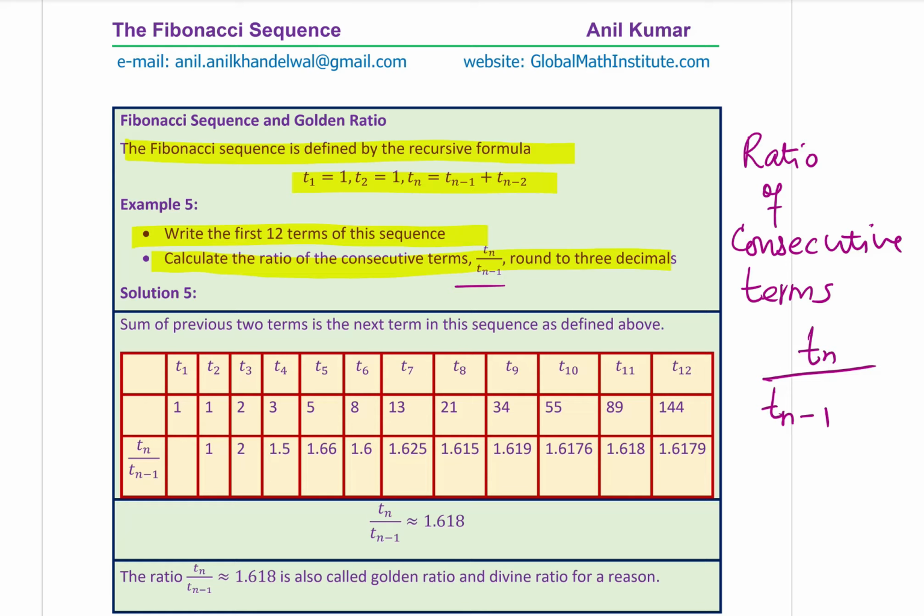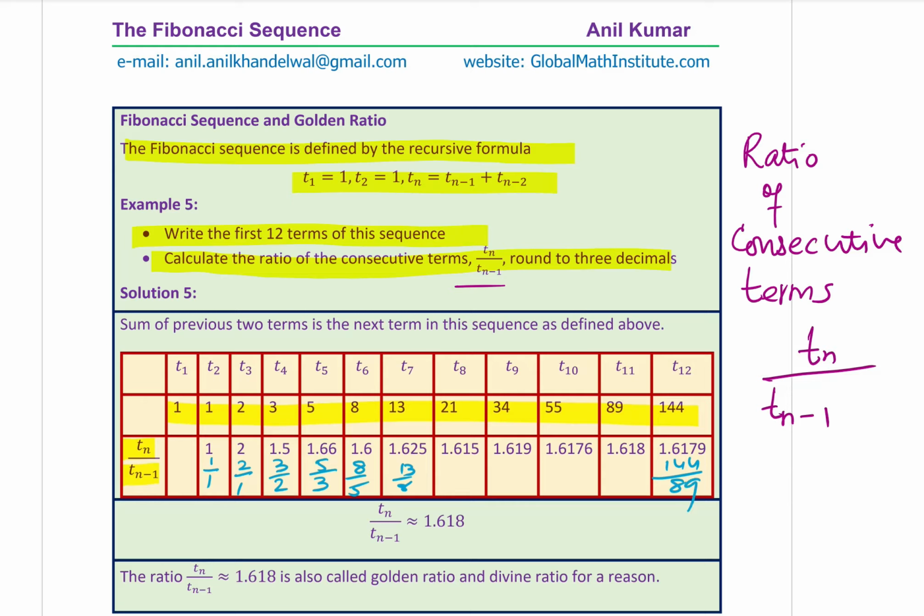Now here is the sequence for you. 1 to 12, that means from 1 to 144. And then what we are trying to do here is just finding this particular ratio, Tn over Tn minus 1, right? So in the first case, we did 1 over 1 and we got 1, then we did 2 over 1, we got 2, and then we did 3 over 2 and we got 1.5, and then we did 5 over 3, 8 over 5, 13 over 8, correct? Likewise, we continue. And at the end, we did 144 over 89.